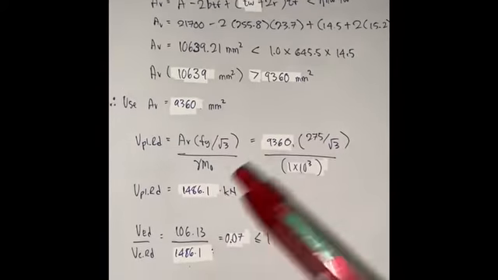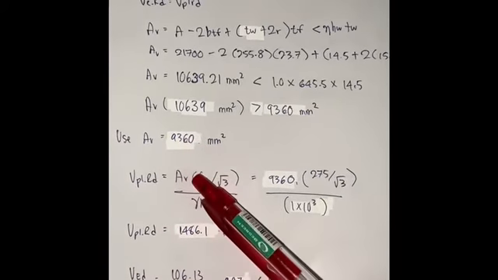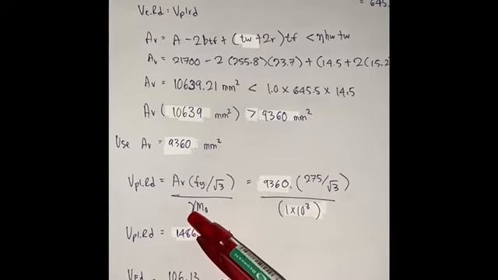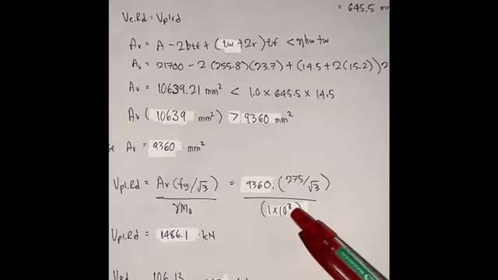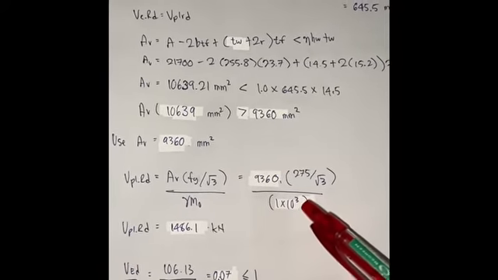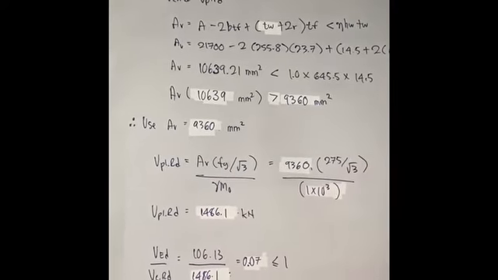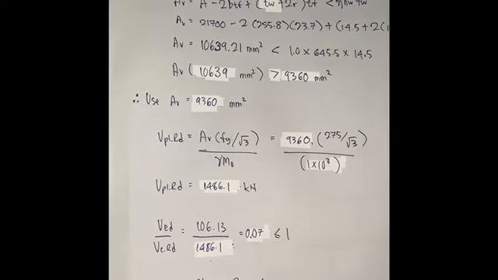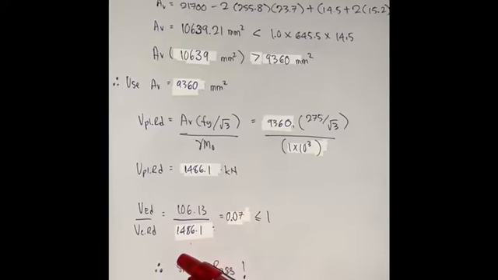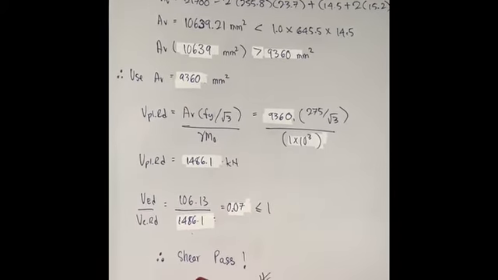And then for the VPLRD, just insert the AV from here to here. And then Fy using 275, and M0 is using 1. You must times 10 to the power of 3 to find the kilonewton. And then we will find the VPLRD 1486.1 kilonewton. And then the VED divided by VCRD, we get 0.07, which is below 1. So the shear check is passed.